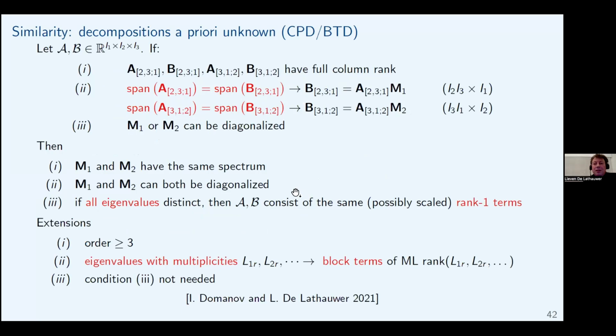whether it is a CPD or a block term decomposition, and the size of the blocks in these block term decompositions depends on the multiplicities of the eigenvalues of some matrices. And it all comes out very natural.